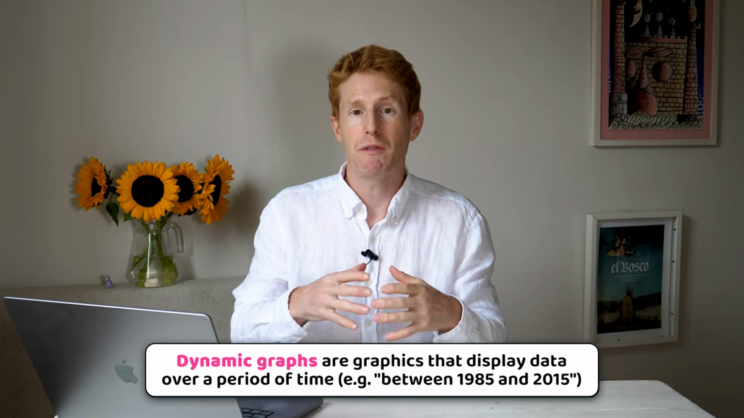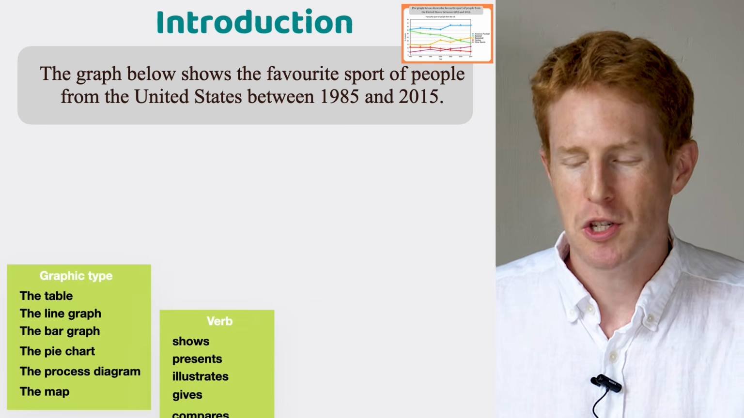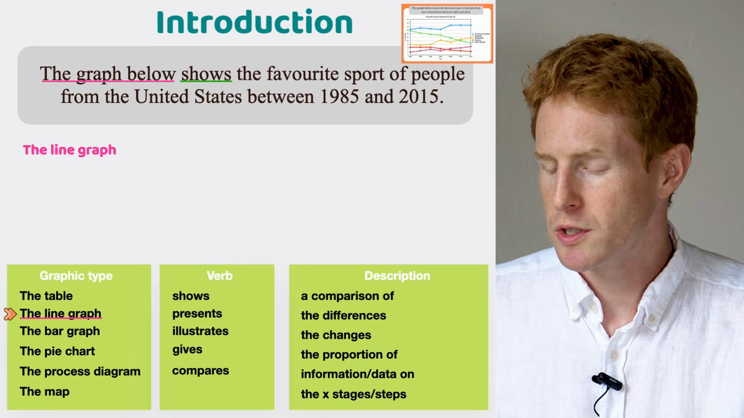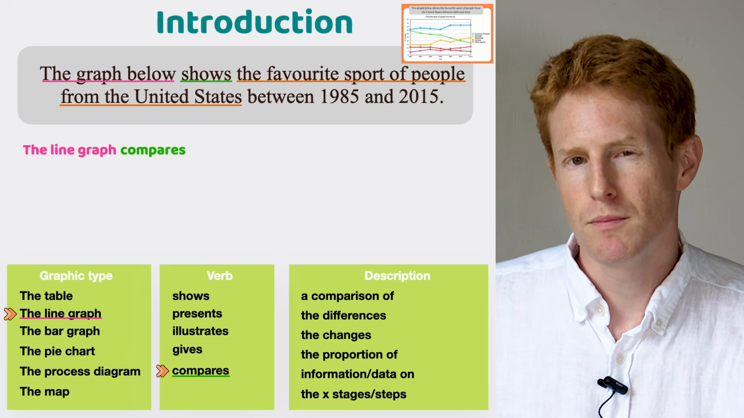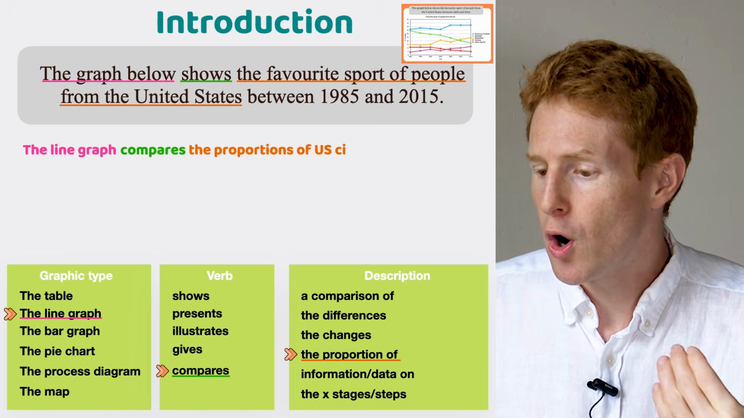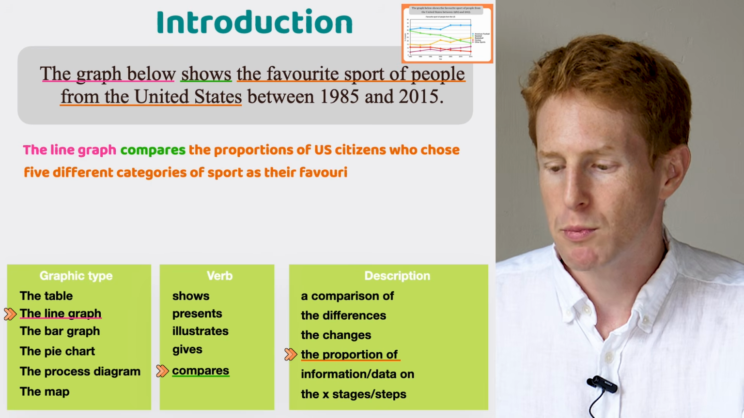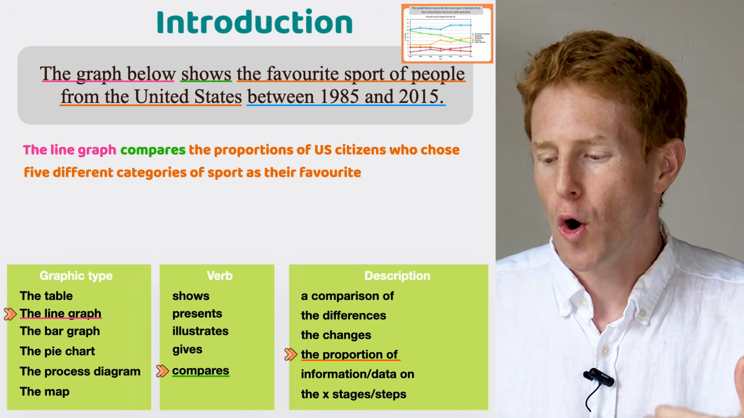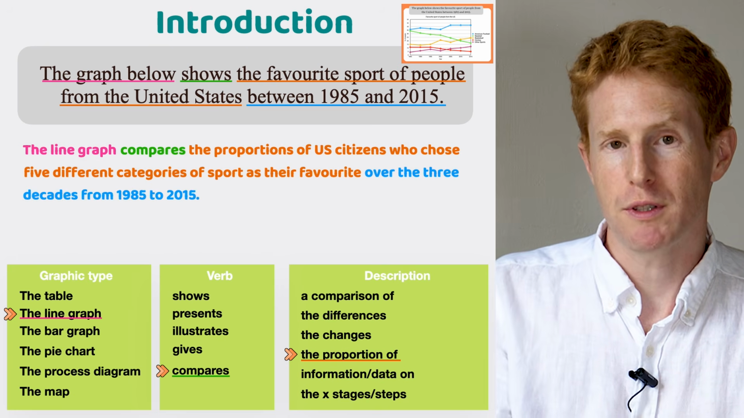In this case, we've got a dynamic line graph, so we've got a time period. Let's look at the rubric and write our introduction. Again, we're going to use our cheat sheet. The graph below, the line graph, compares the favorite sport of people from the United States, the proportions of US citizens who chose 5 different categories of sport as their favorite between 1985 and 2015, over the 3 decades from 1985 to 2015.